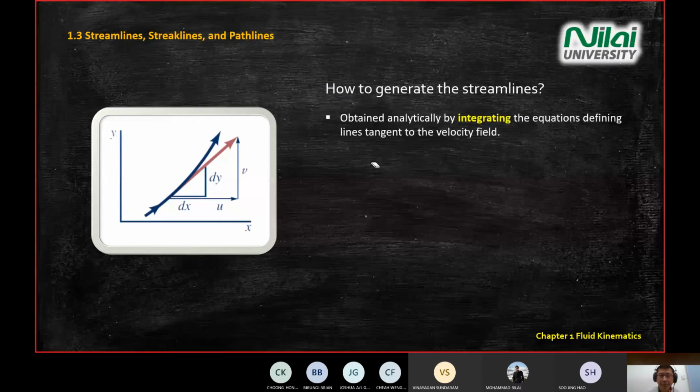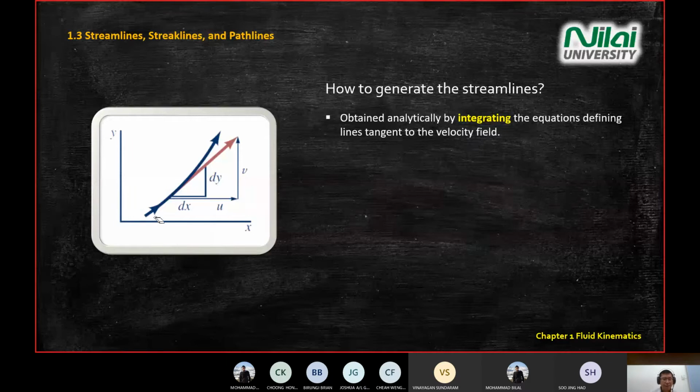Now, how to generate a streamline? You need some space for this one. The space given in your tutorial is a bit narrow, so you can use any extra paper if you need. There's a procedure. Every time a question asks you to generate a streamline, there's a procedure. The keyword here is you will use differentiation and integration, right? So recall what differentiation is and what integration is from the mathematics class.